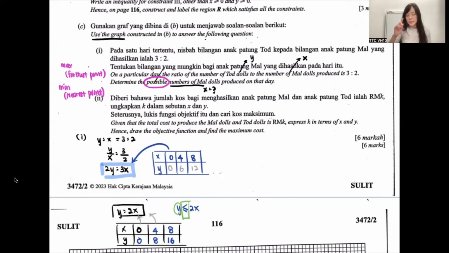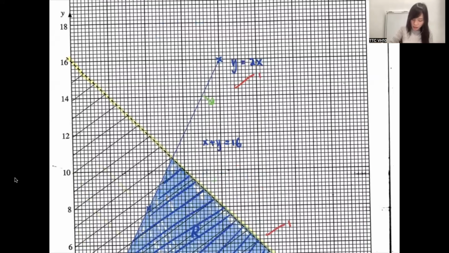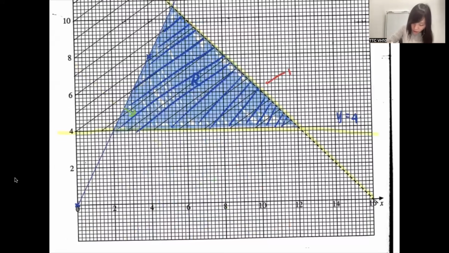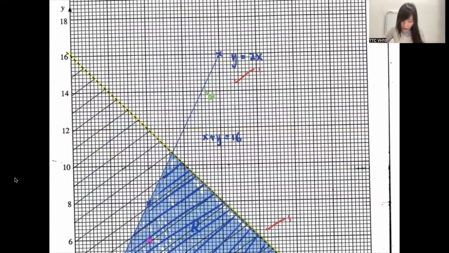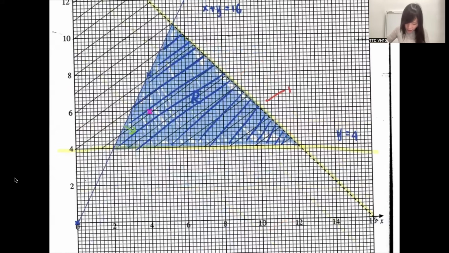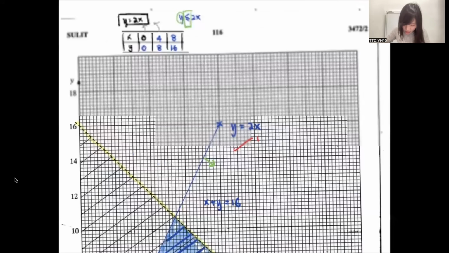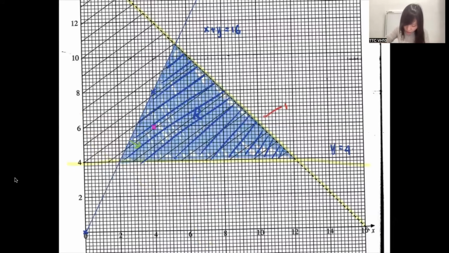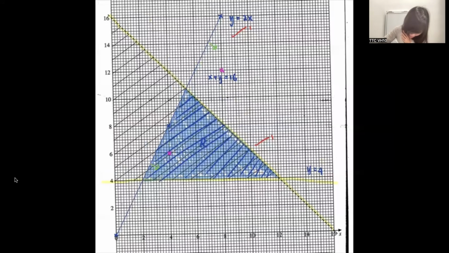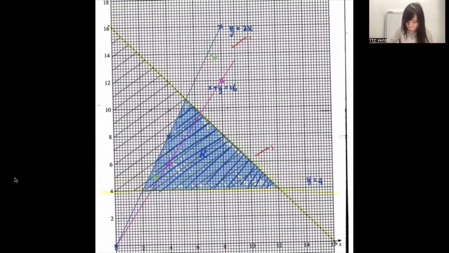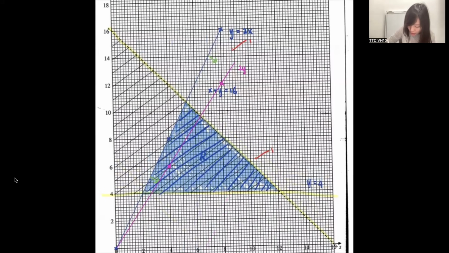Let's try to draw: (0, 0), (4, 6). (0, 0) is here, I use pink color. (4, 6) is here. And then (8, 16)... no, not 8, 16, I read it wrongly. (8, 12), here. Now this pink line is the working line. Please draw it as a dotted line. I put dots for you.